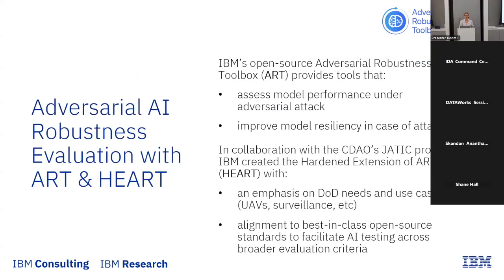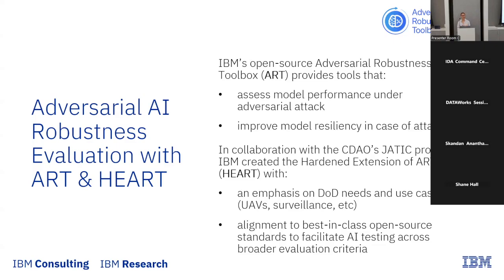Okay, so I'll start with ART. That is Adversarial Robustness Toolbox. ART has been in existence in the open source world for about a decade now. It started with IBM Research. It's now hosted by the Linux Foundation. And ART provides a really wide range of tools that help AI model owners assess their model's performance under adversarial attack. And then should that performance be suboptimal, it also provides tools that help improve models' resiliency in the case of this kind of attack.